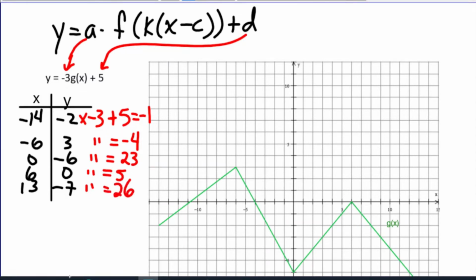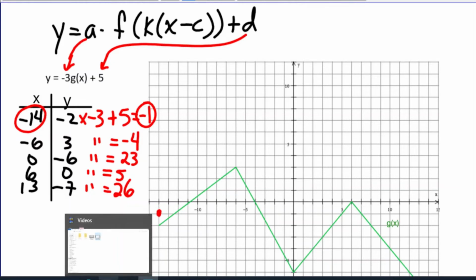Now, I may actually end up being off of my graph here because the graph is going to be stretched too much. If that's the case, we'll just estimate where those points go. And the new coordinates are generated by looking at the original x value, which didn't change, and the new y value. So -14 and -1 would be here. -6 and -4 would be here.